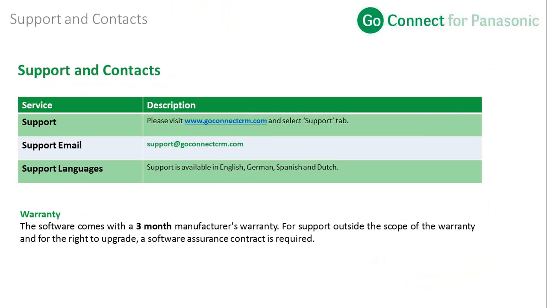The warranty in the UK is 3 months. I'm not quite sure about other countries. Customers outside of the UK, we would deal with the warranty on a case-by-case basis, but you can always purchase software assurance for your customer sites, so you can get full support from my team and also be able to upgrade the version of software from, in this case, 2.4 to 2.5.